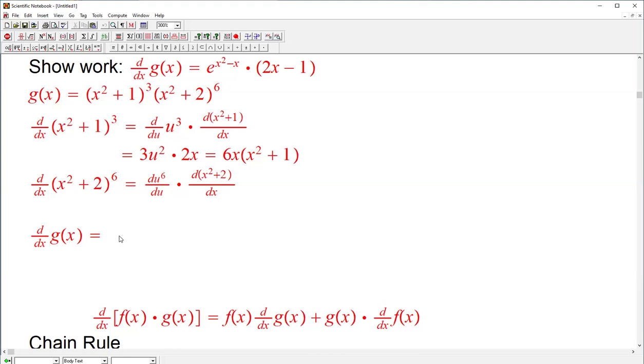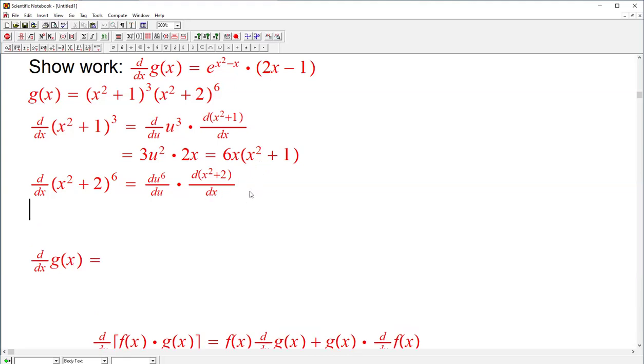So what do we get? Differentiating u to the power 6, we get 6 times u to the power 5, multiplied by the derivative of x squared plus 2, which is 2x again. The same drill, we have 12x multiplied by u to the power of 5, and u to the power of 5 is x squared plus 2 to the power 5.